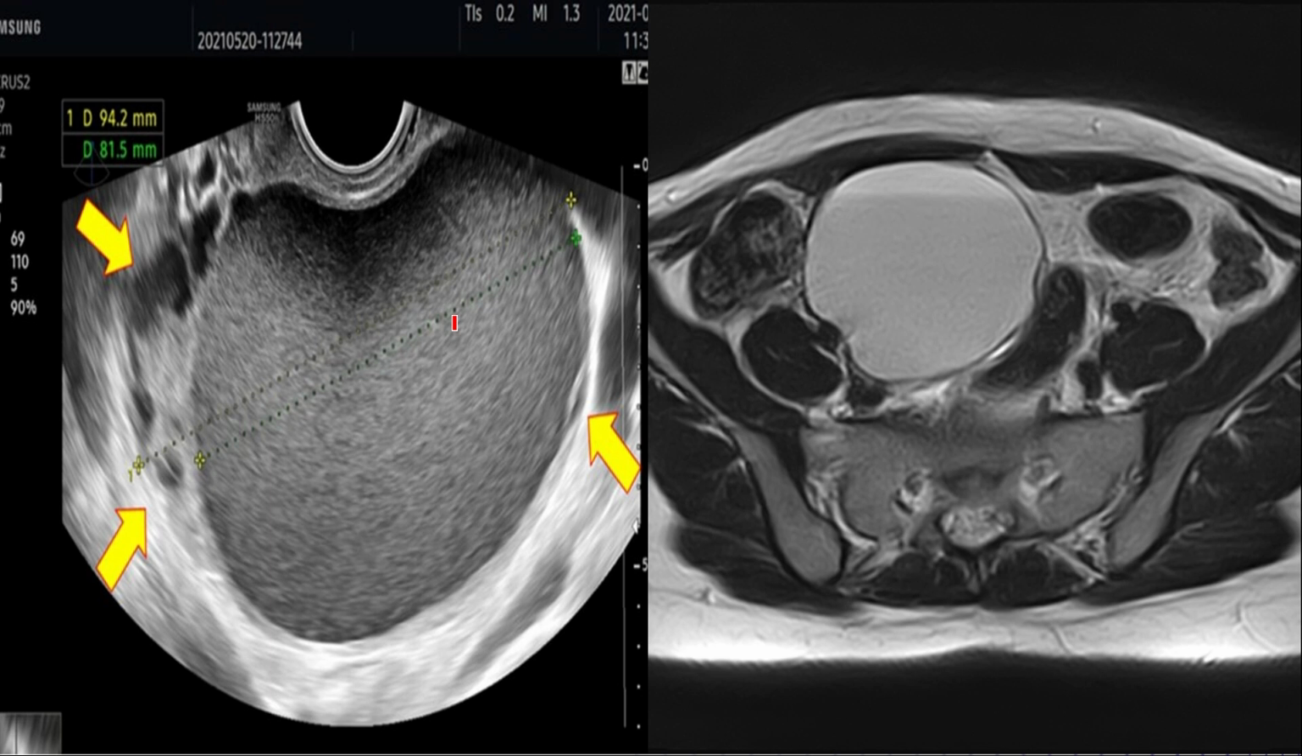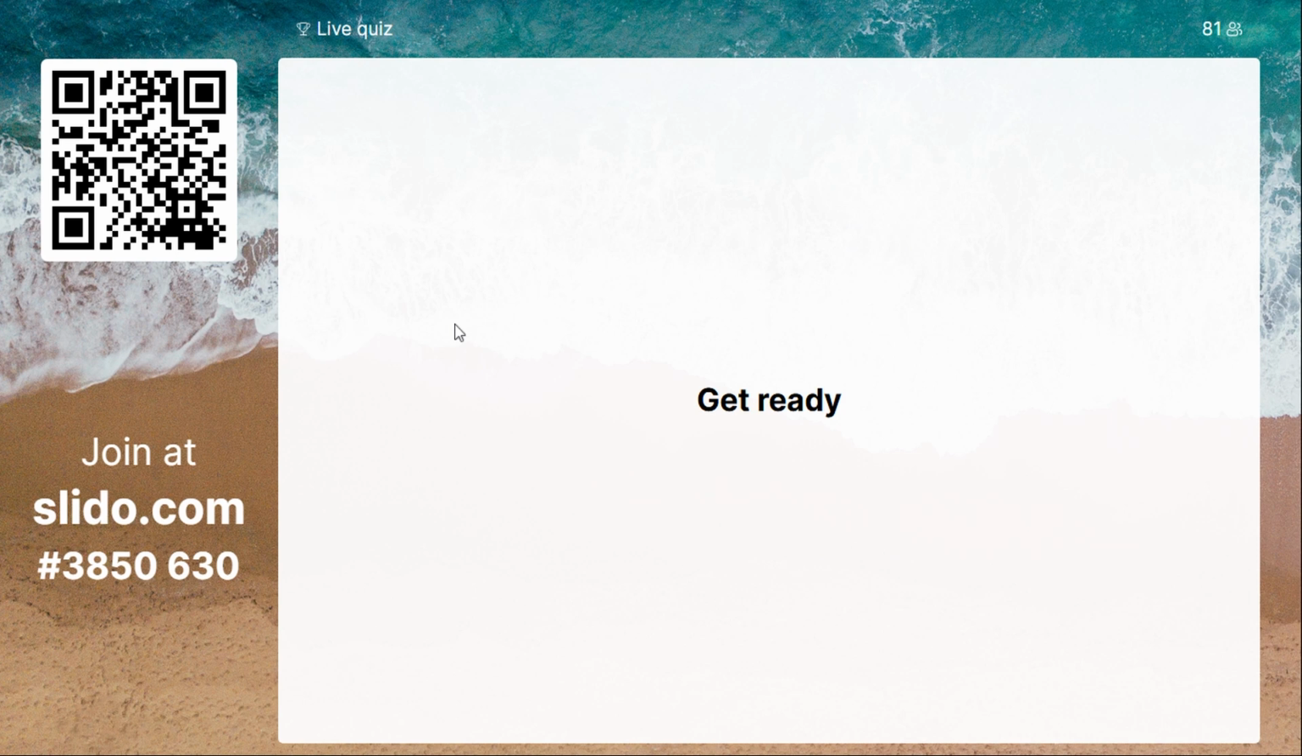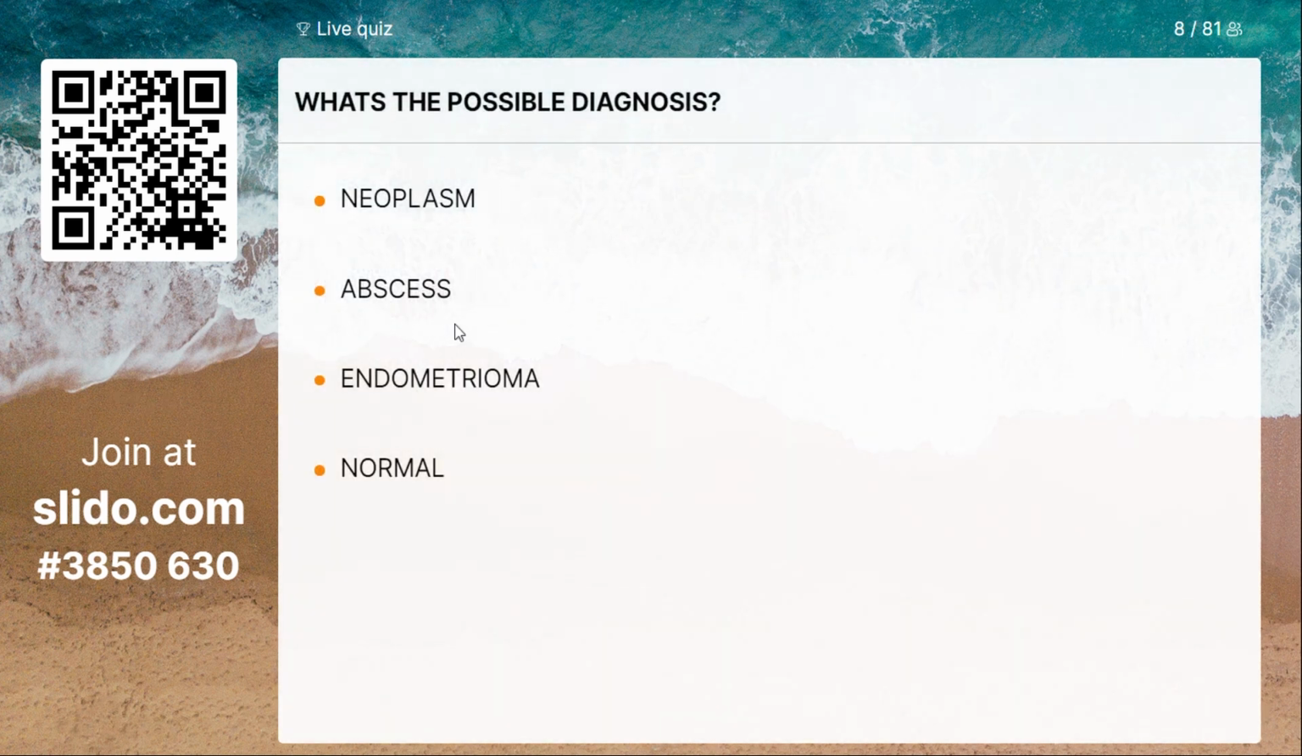So this is the last one for you. This is a patient with a right ovarian cystic lesion, a complex cystic lesion. So what could be the diagnosis? Is it neoplasm? Is it abscess? Is it endometrioma? Or is it a normal scan?